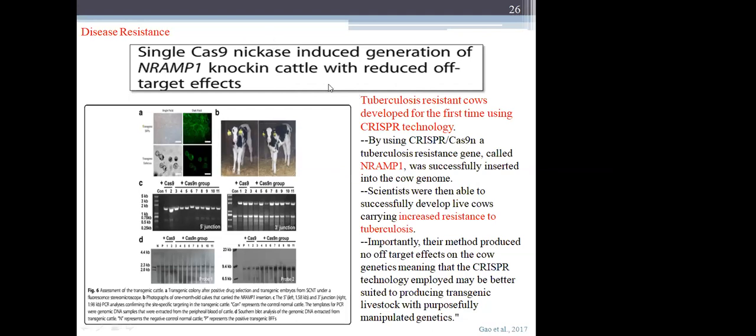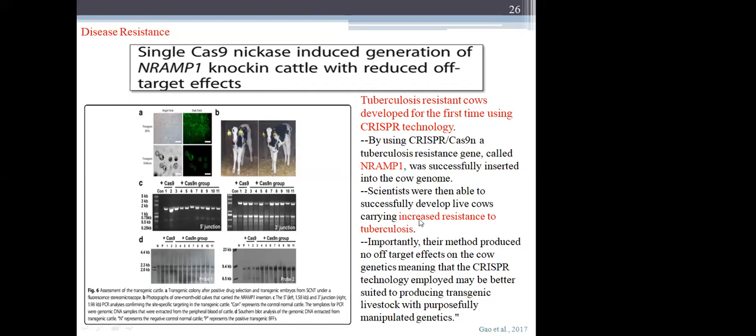One is the production of cattle which can resist tuberculosis. TB is a big problem, but tuberculosis resistant cows can be developed, and they were developed for the first time using CRISPR technology. In this example, what they did is they introduced the NRAMP1 gene, and this gene actually has the resistance potential. When this gene is present in the genome of cattle, they resist TB.